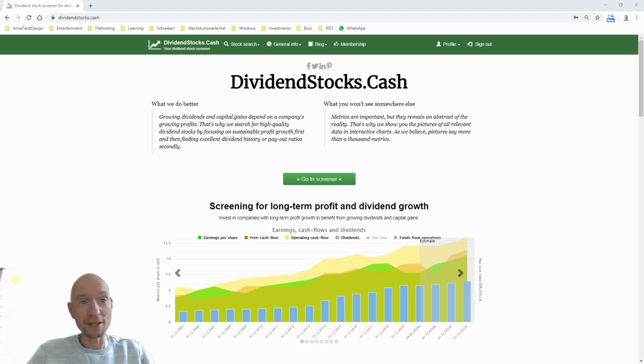Sometimes I'm a little bit embarrassed because it's so easy, but it all depends on the right tool. Always consider that on the one hand, Dividend Stocks Cash is very powerful and also easy to use. On the other hand, it's a screener only, so you will always have to do some due diligence apart from using a single tool like this.